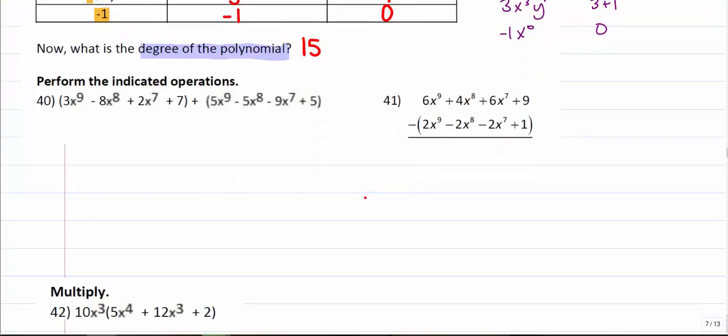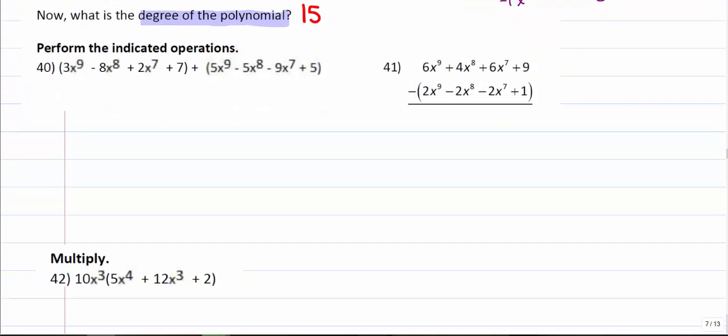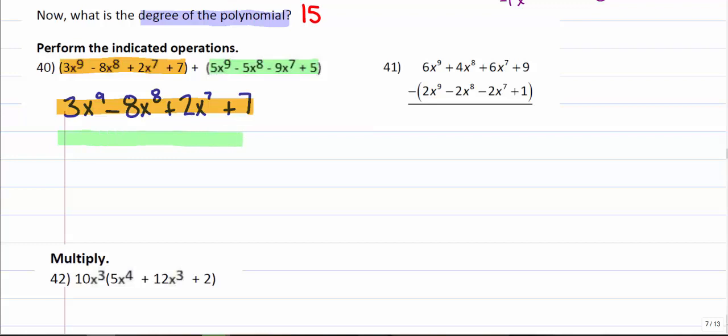Now, let's talk about adding and subtracting. So, with a problem like number 40, you have some options here because you're just adding. Personally, I like to stack them up. So I'm taking my first polynomial here, and then I'm going to add that to this polynomial. So I'm just going to be adding. Those are like terms. Those are like terms. This is awesome because I got a lot of like terms here.